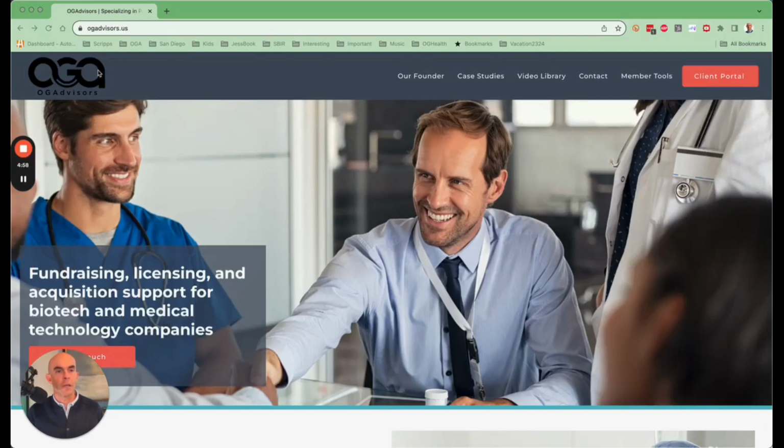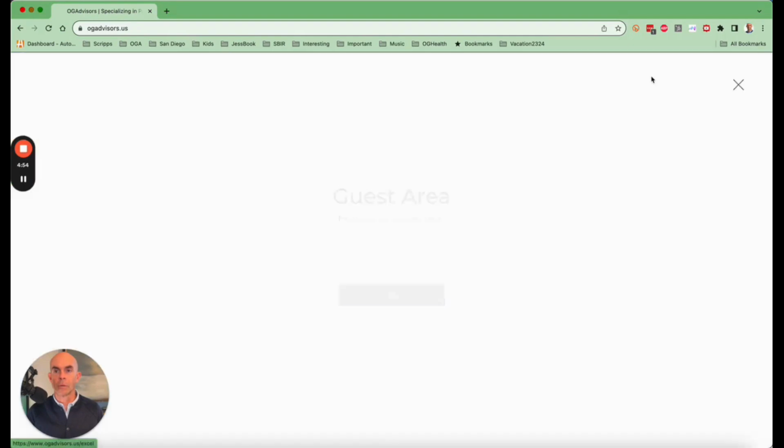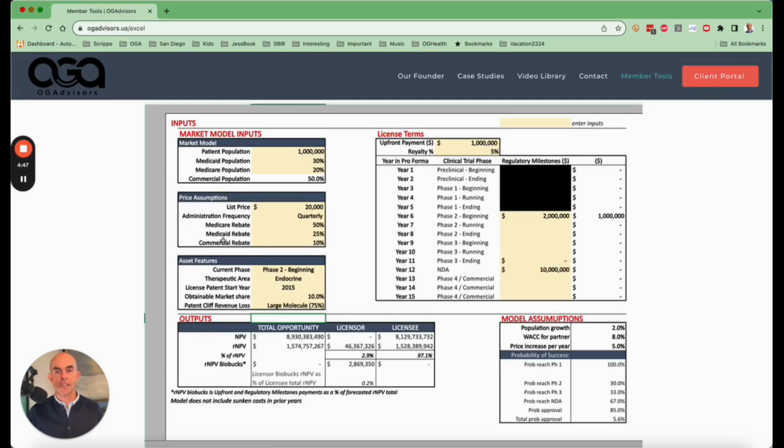We start in the OGAdvisors homepage and click on Member Tools, then enter the password, and then see the model. The way the model works, there are inputs regarding the market and the asset, license terms. I'll remove those. We can get to them in a moment. And some assumptions and the output window.